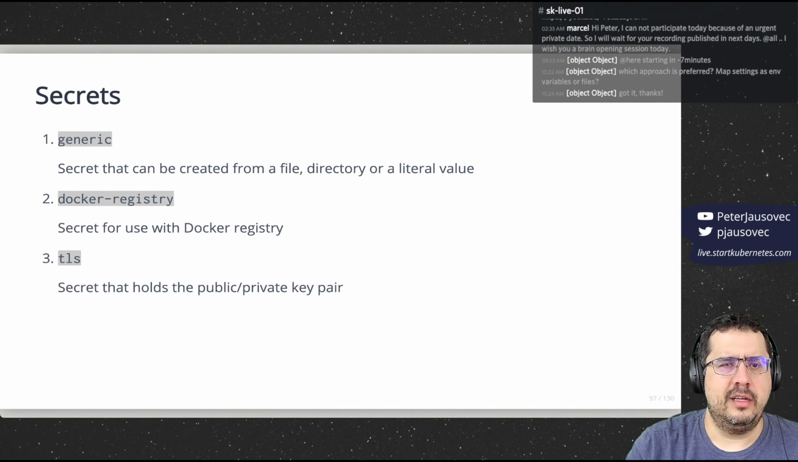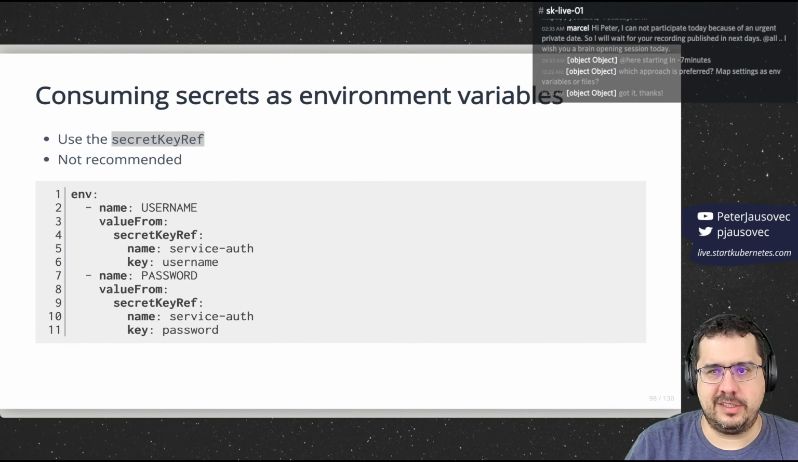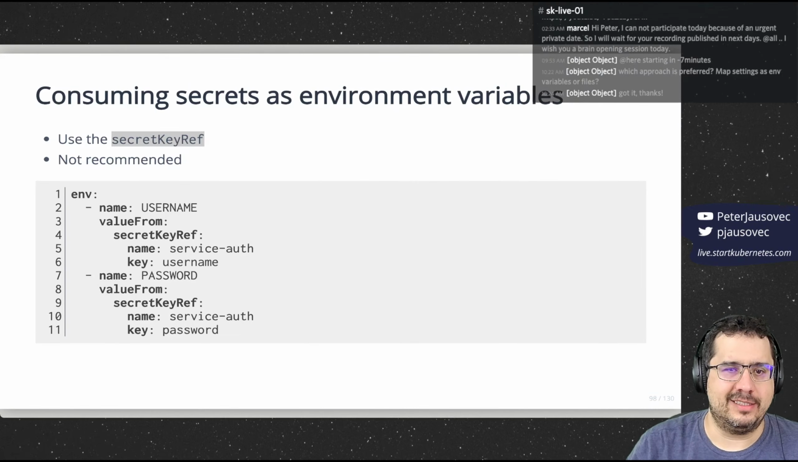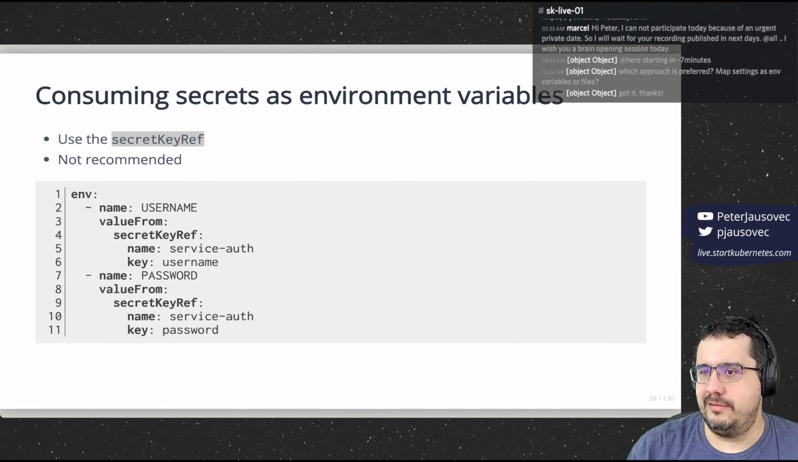Finally, the last type is the TLS, and that's the secret that holds the public and private key pair. Now, as I said, even though you can use secrets as environment variables, it is not recommended because it is very easy to expose them unintentionally. And I gave an example of when you're logging, right?